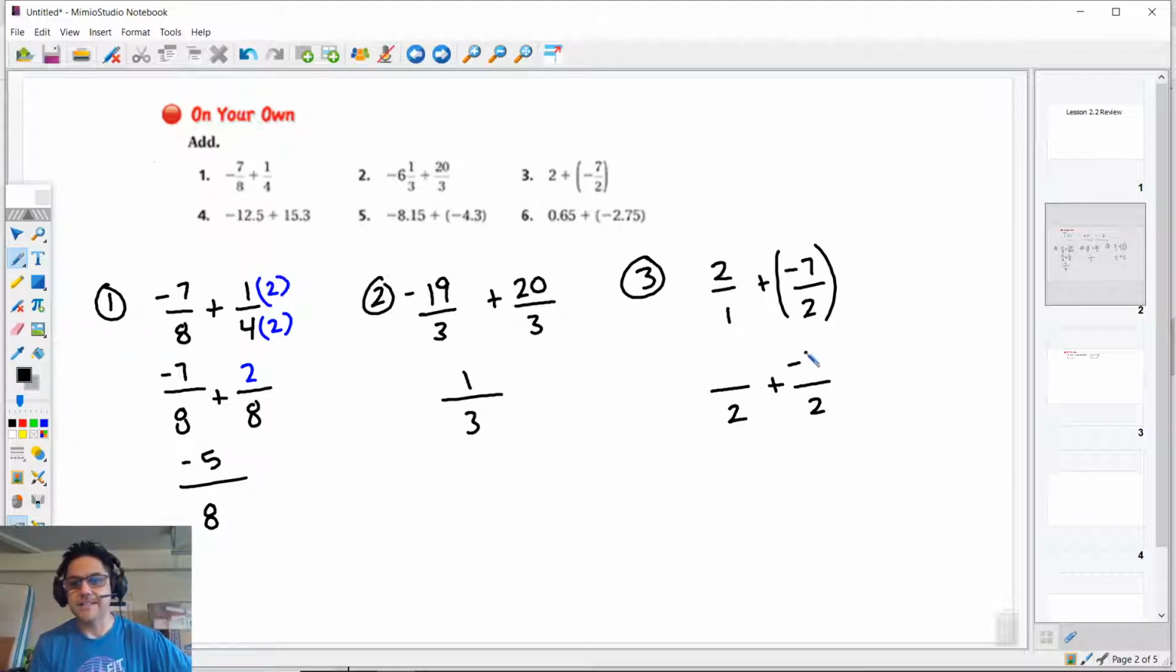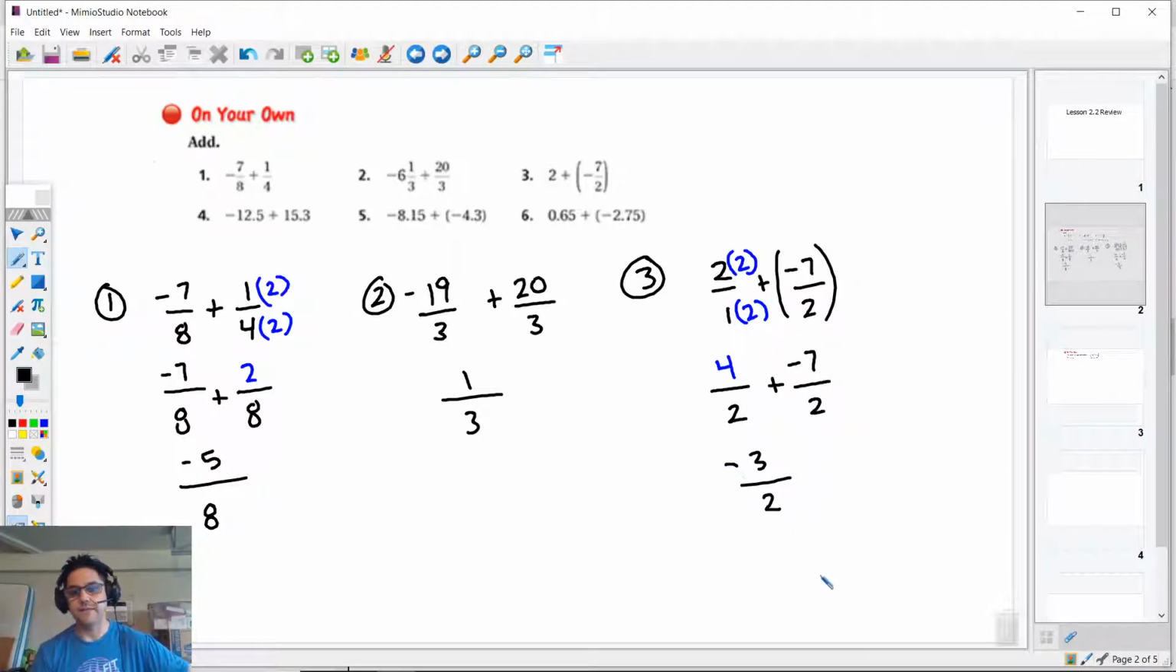Second fraction gets to stay as is. Your first fraction, in order to have a denominator of 2, obviously we're going to multiply by 2. And 2 times 2 is 4. And then I'm going to go ahead and combine them, if you will. Going to go ahead and subtract since they have different signs, which is going to give me a 3. And take the sign from the 7 because it has the greater absolute value.